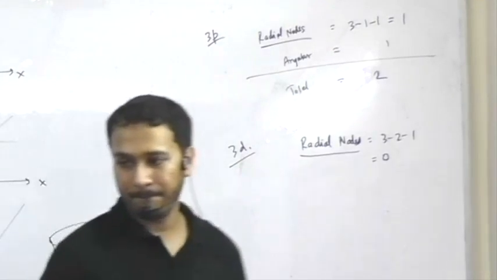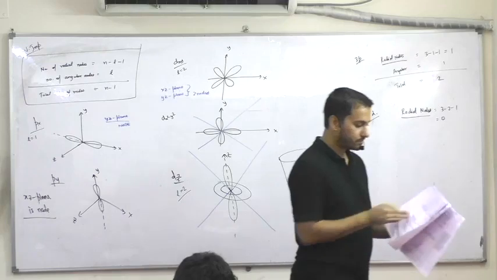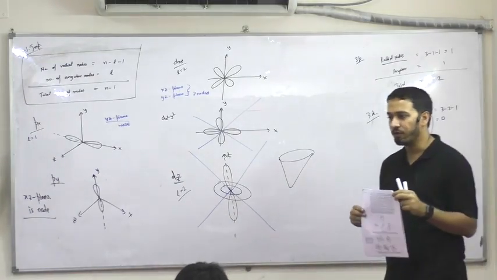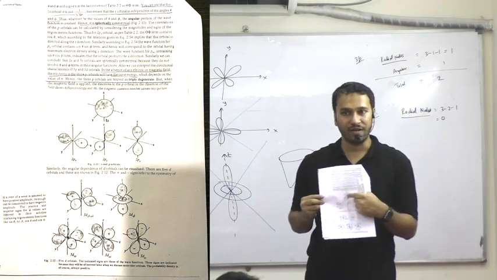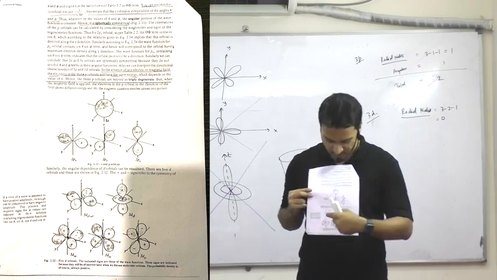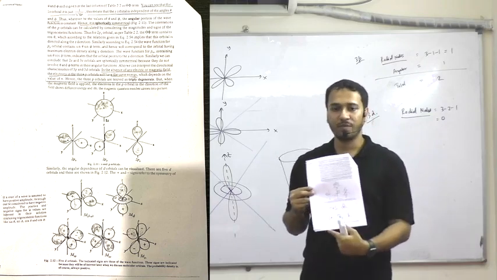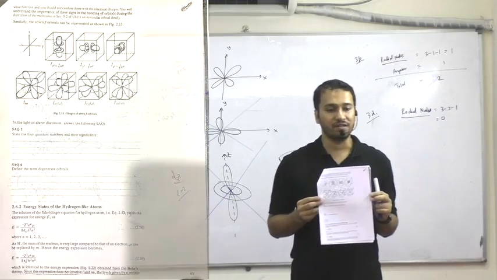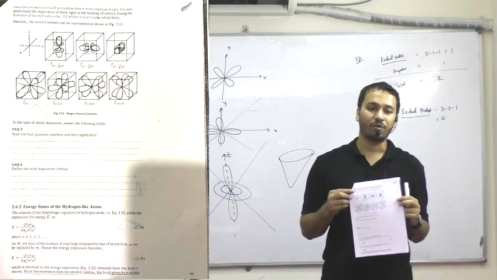Okay? Right. If you turn the page, you can see the various shapes which I had drawn beautifully over there in 3D. 1s, you can see a spherically symmetrical orbital. 2p, you can see the 3 dumbbell-shaped orbitals. You can see the 5 d orbitals, dxy, dyz, dzx, dx square minus y square, and dz square. On the next page, you can also see the 7 f orbitals. Those shapes are not required.